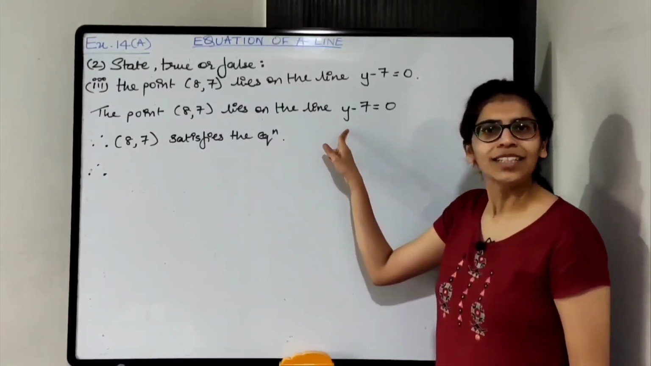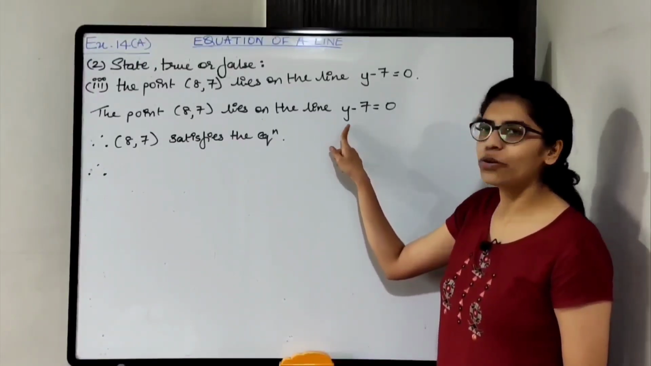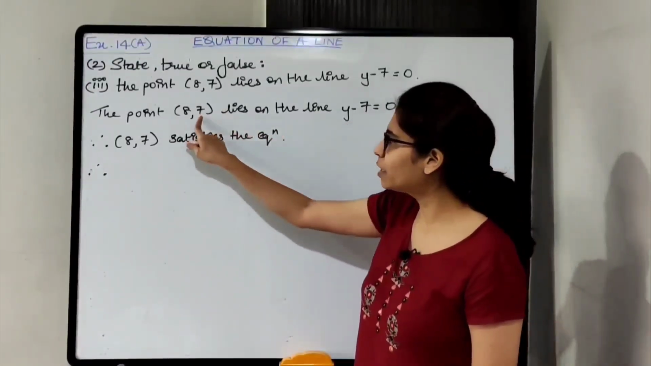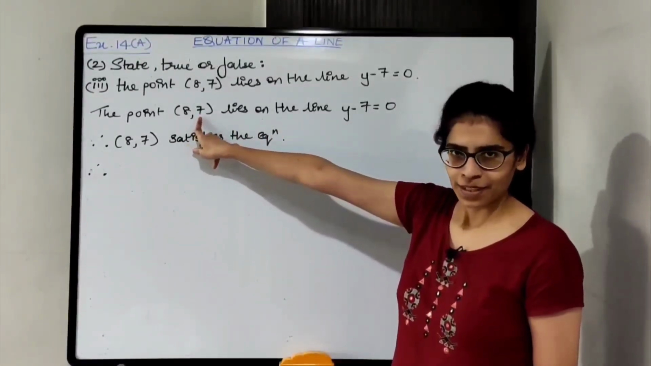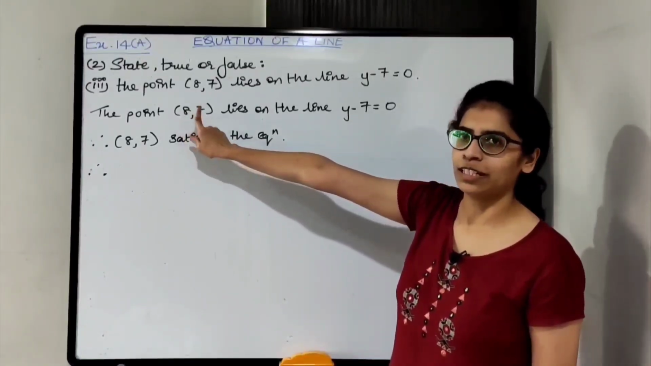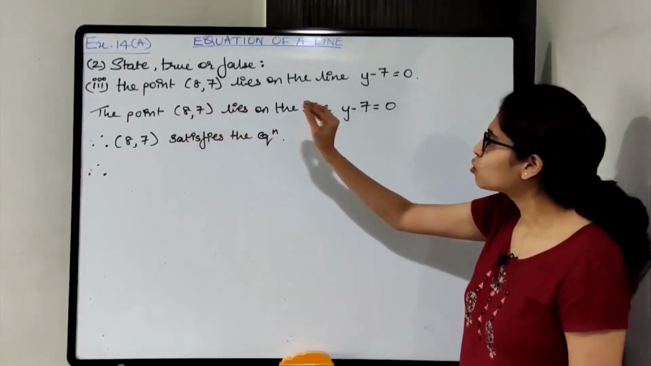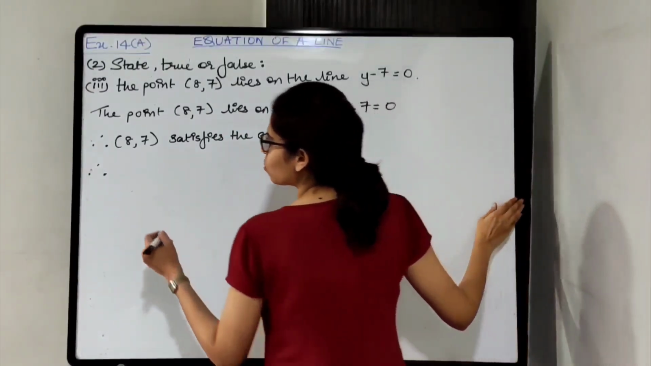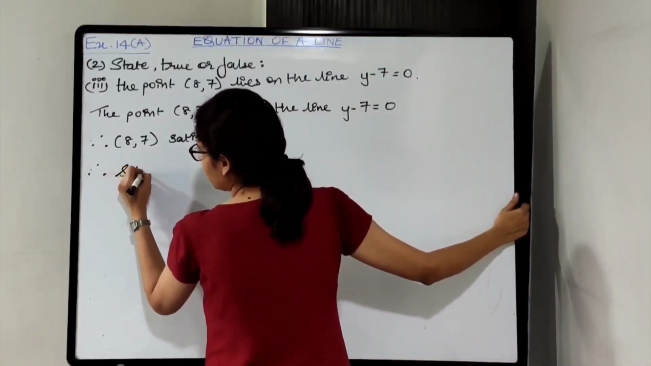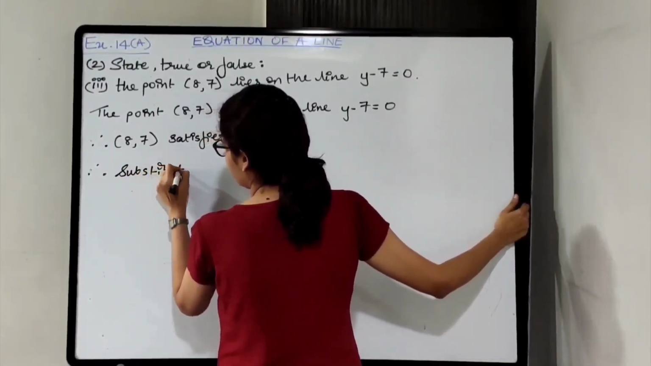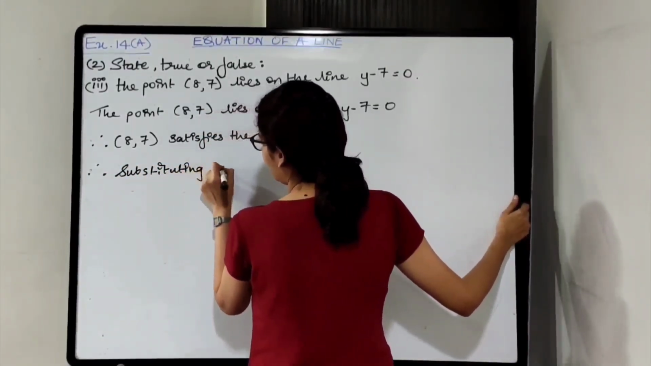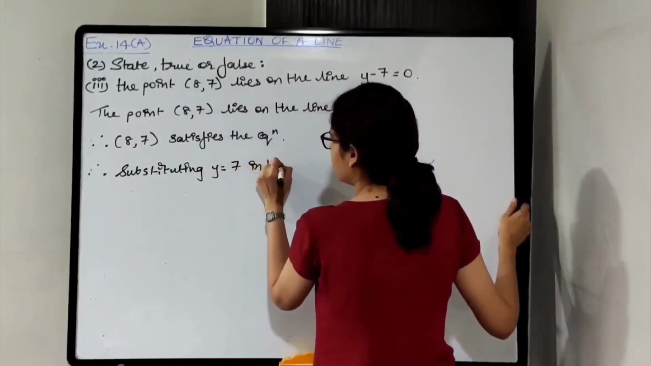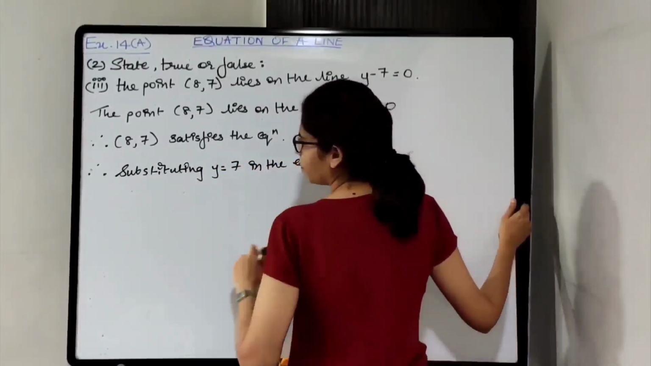X है क्या? नहीं है. So you will substitute only y coordinate. What is the y coordinate? 7. Okay, ये x coordinate है, ये y coordinate है. So y coordinate 7 है. So you will only put y equal to 7 in the equation. So substituting y equal to 7 in the equation.